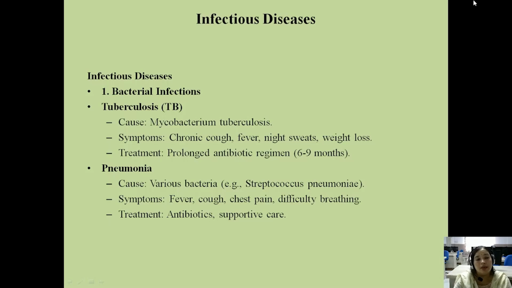These are infectious diseases that come from bacterial infection: tuberculosis and pneumonia. These are diseases due to bacterial infection in your body. Number one is tuberculosis, TB, and number two is pneumonia. The cause is various bacteria, Streptococcus pneumoniae. Symptoms are fever, cough, chest pain, and difficulty in breathing. Treatments are antibiotics and supportive care. These are the treatments for bacterial infectious disease.